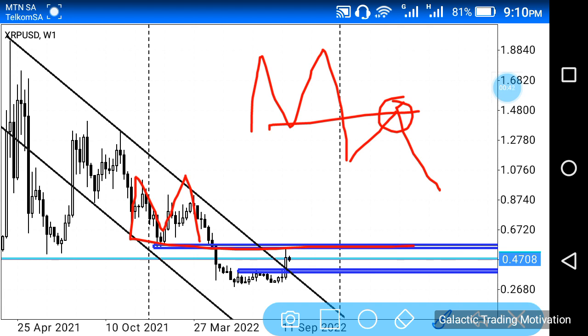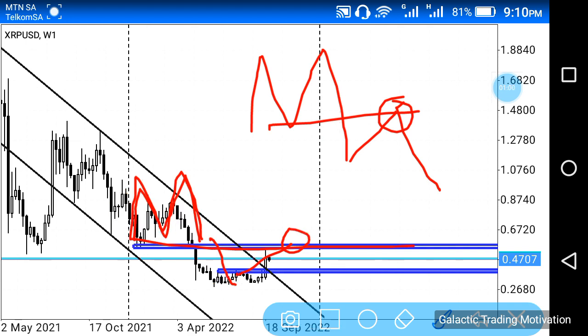So as you guys can see, we had, as I said, this M structure and the neckline has been broken to the bottom side, and price currently is at the neckline of that M structure, and I think at this point we should potentially be looking for selling opportunities. I'm not saying that we should just be selling, I'm saying we should be looking for potential selling opportunities, and if we do find any, our take profit should be this level over here, right?